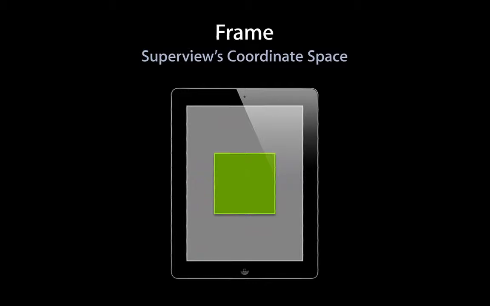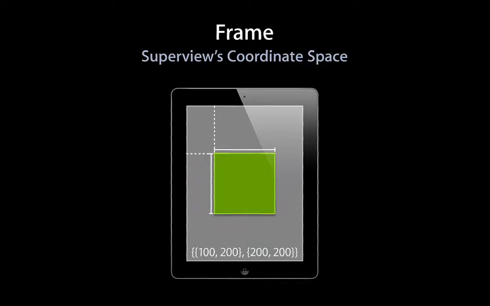The origin of your frame is the distance from the top left of the superview, and the size is the size of that view in its superview. So in this case, we're about 100 points from the left, 200 points down, and we're about 200 points across and 200 points tall. So our frame is then 100, 200, 200, 200.